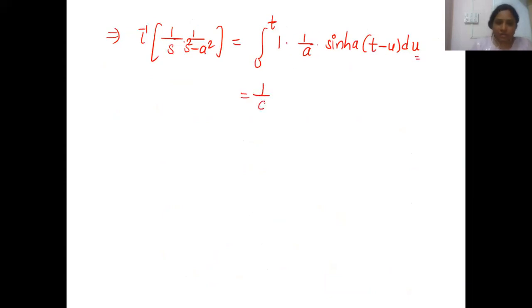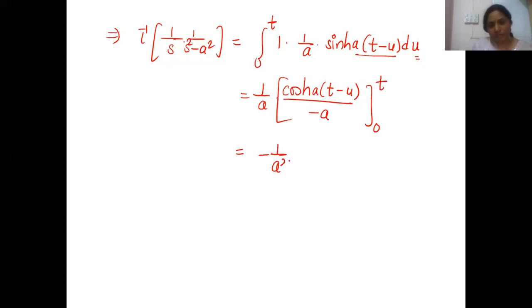Here 1 by a is a constant outside, and the integration of sine hyperbolic. What is the integration of sine hyperbolic? Cos hyperbolic, right? Derivative and integration of hyperbolic functions have no negative signs. So it is cos hyperbolic a into (t minus u) upon the derivative of this term with respect to u. What will be the derivative? This is at minus au, sine hyperbolic of (at minus au). The derivative of at minus au with respect to u, t constant, is minus a. And this is from 0 to t. So minus a also comes out, giving minus 1 by a square. Now substituting limits.